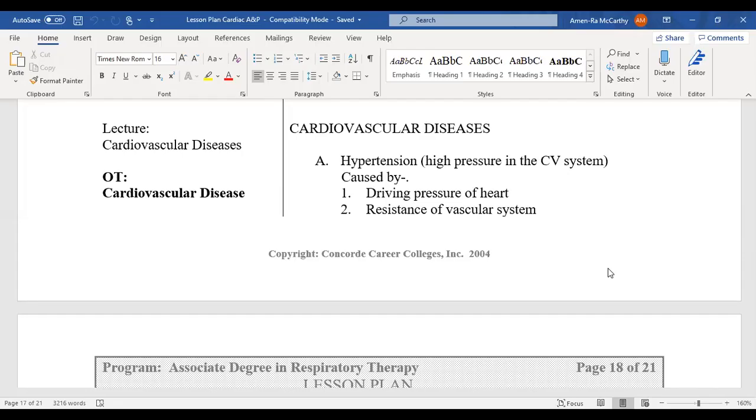Those are systemic: hypertension, cardiac pulmonary edema, CHF, and heart attack, MI. All right, so let's look at them on here. What causes these cardiovascular diseases? Number one, hypertension is caused by high pressure in the cardiovascular system. That's what you practiced on Friday, checking each other's blood pressure. How much pressure is it taking to push blood through the body? It should be 120 over 80 millimeters of mercury.